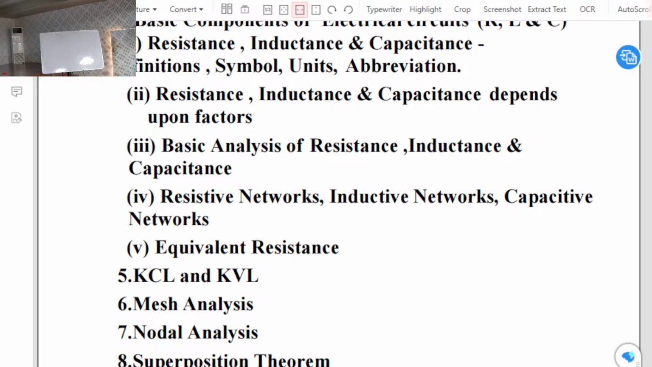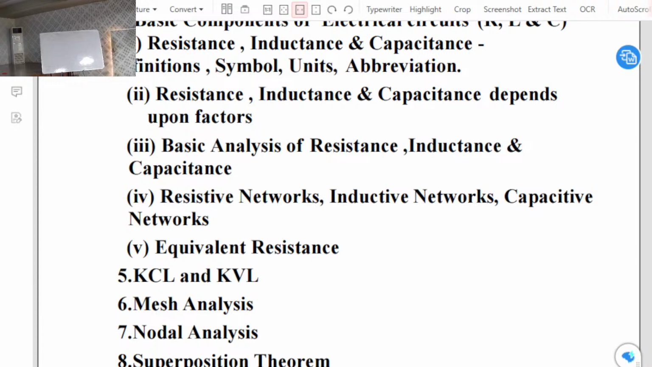The fourth topic is resistive networks, inductive networks, capacitive networks. What is a network? We have two types of networks, called series and parallel. Resistors can be connected in series or in parallel. In the same way, inductors can be connected in series or in parallel, and capacitors in series or in parallel. You have already studied resistors in series and parallel in intermediate. This is the fourth topic.